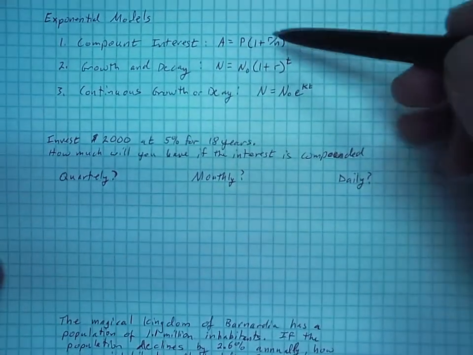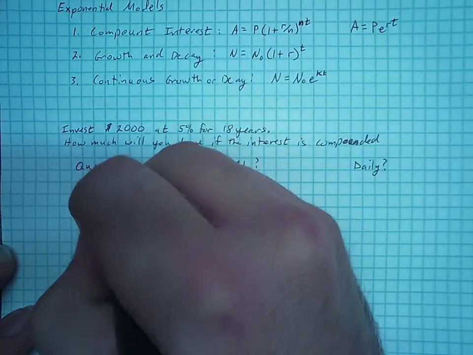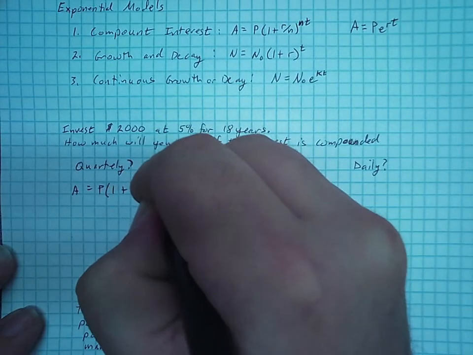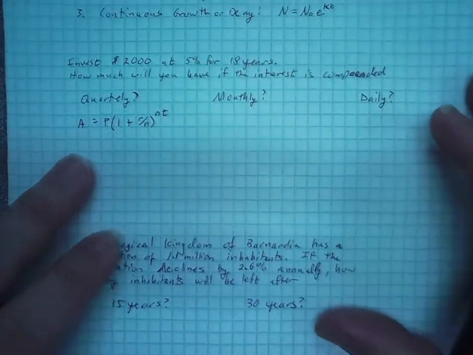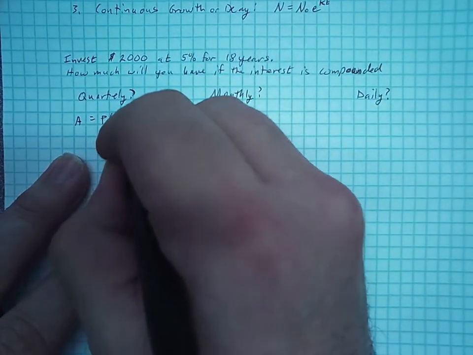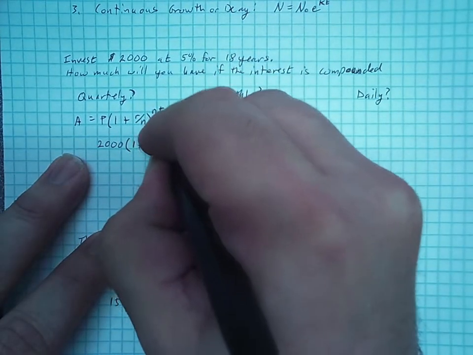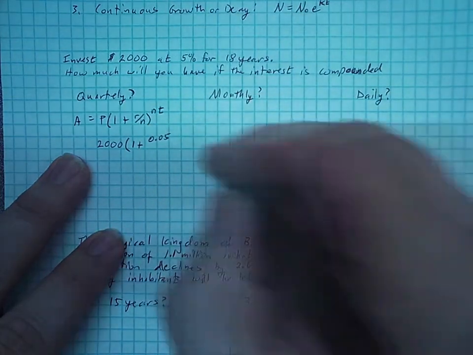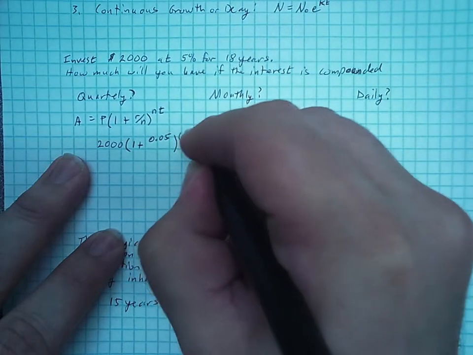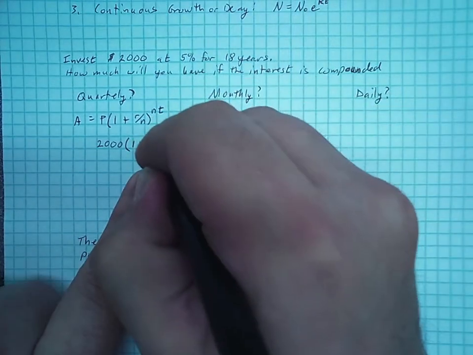Our formula has a spot for each of these: the amount we have at the end, the principal, which is how much we invested, the interest rate, the number of times it's compounded, and how long. So the information in the main part of the question includes the principal of $2,000, the annual interest rate of 5%, which we need to write as a decimal, 0.05, and T, the number of years, which is 18. When we're compounding quarterly, N will be 4.